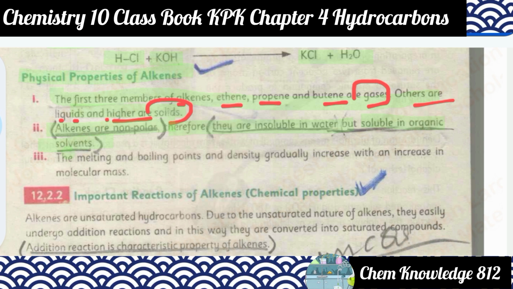Similarly, you can say that the melting and boiling point and density gradually increase with an increase in molecular mass. So with increase of molecular mass, the boiling point, melting point and density increase.